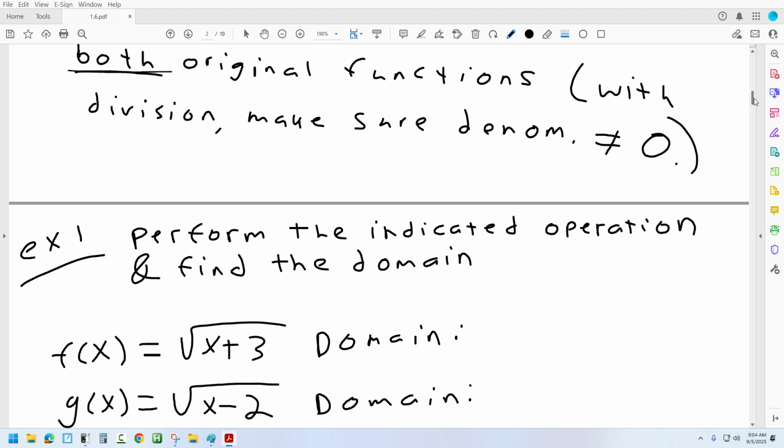All right, so we're going to start with these 2 functions, f of x and g of x. F of x is the square root of x plus 3. G of x is the square root of x minus 2. Before we combine them, it's better to look at them individually and figure out the domains. Okay, what's the domain of the square root of x plus 3?